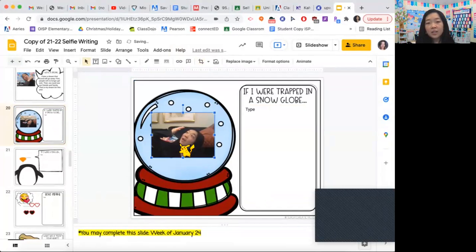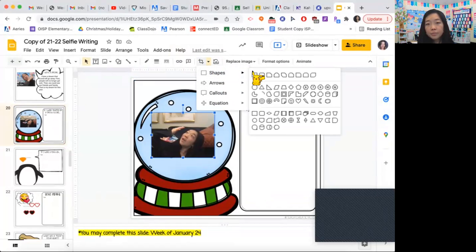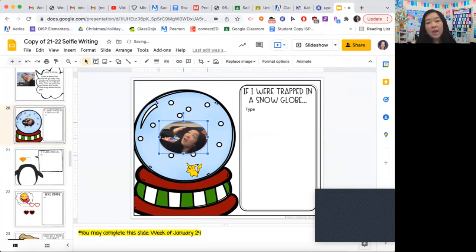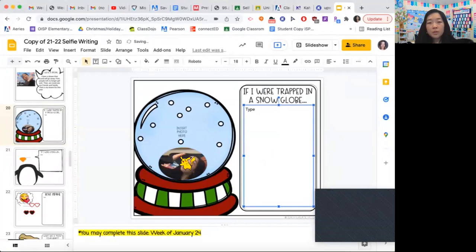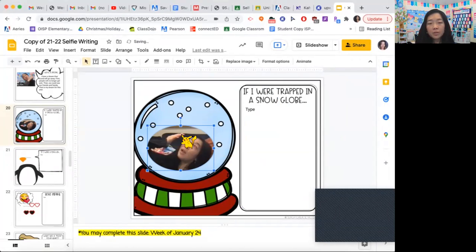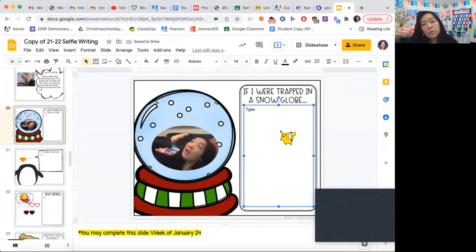Now I want my hand in it. So what I'm going to do is I'm going to click Mask Image. I'm going to choose the circle. And I'm just going to have that much showing and I'm going to put myself at the bottom. I don't want that insert photo here actually, so I'm going to make it a little bit bigger. So I'm stuck in a snow globe.